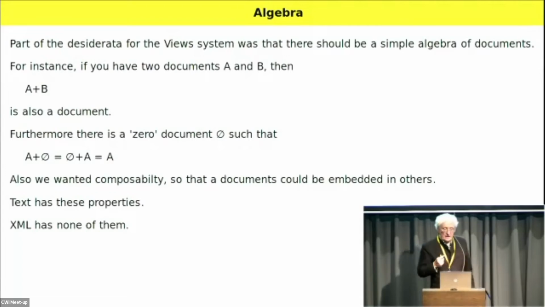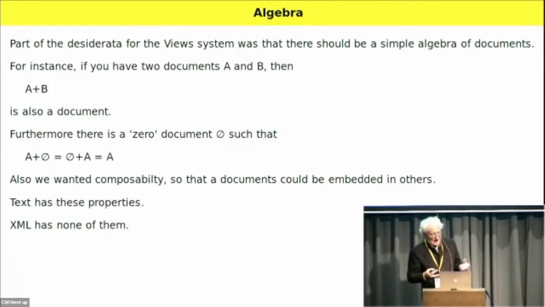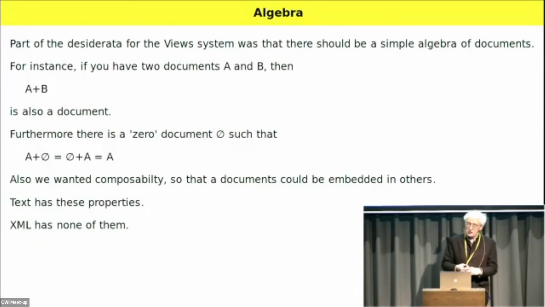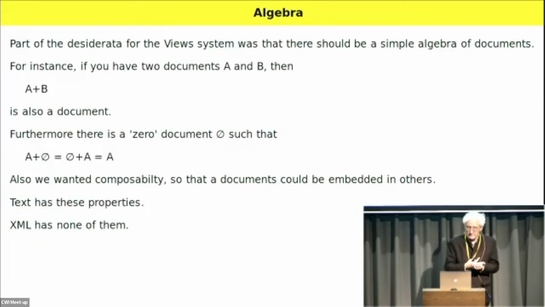Now, when we were designing a view system, one of our desiderata for the data language that we were designing was that there should be a simple algebra of documents. For instance, if you had two documents, A and B, then A plus B, the concatenation, was also a document. Furthermore, there was also a zero document, so that A plus 0 was the same as 0 plus A, which was the same as A.